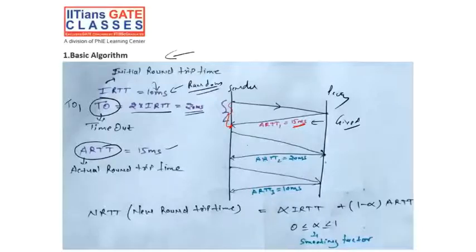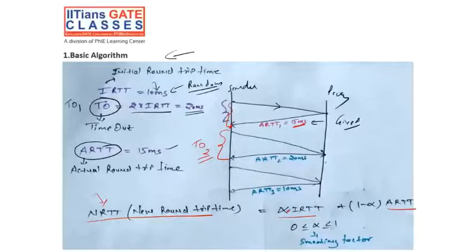Now you have to calculate the new timeout, or the new round trip time, for the next segment. Let's say TO2. This one you have to calculate. What type of algorithm are you using? First you have to calculate the new round trip time, which is alpha times the initial round trip time plus 1 minus alpha times the actual round trip time. This is the basic formula.